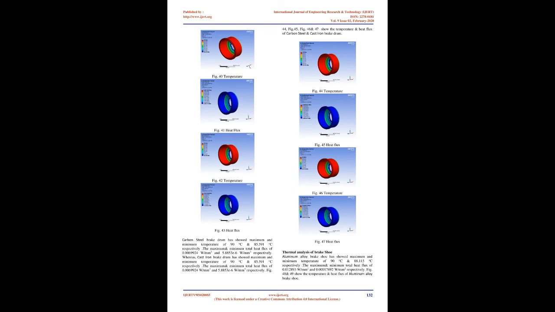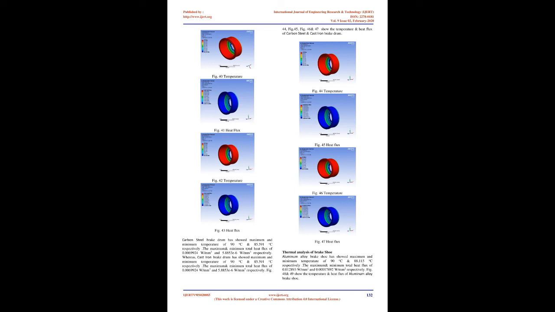Structural analysis of MMC brake shoe. MMC brake shoe has shown maximum total deformation of 0.12542 mm, maximum and minimum equivalent von Mises stress of 229.68 and 0.28859 MPa respectively, and maximum and minimum equivalent elastic strain of 0.002343 mm/mm and 5.2542E-6 mm/mm respectively. Fig 30, 31 and 32 show the deformation, stress and strain of MMC brake shoe.